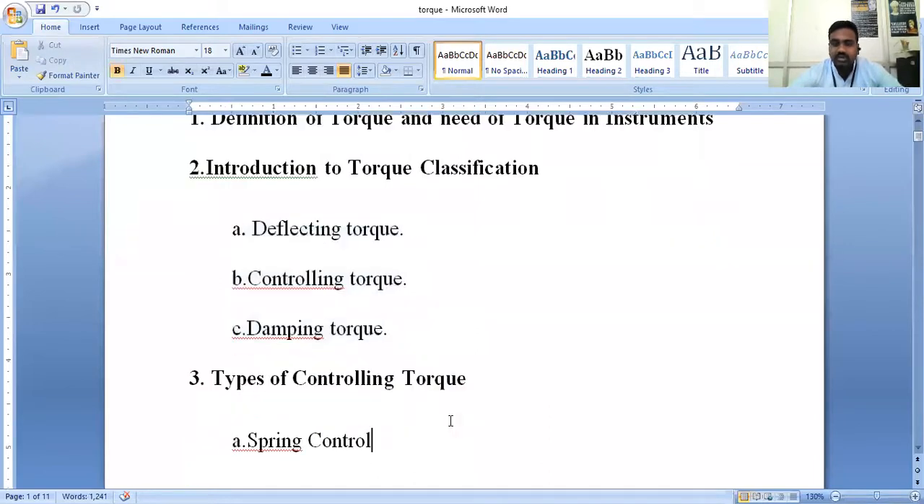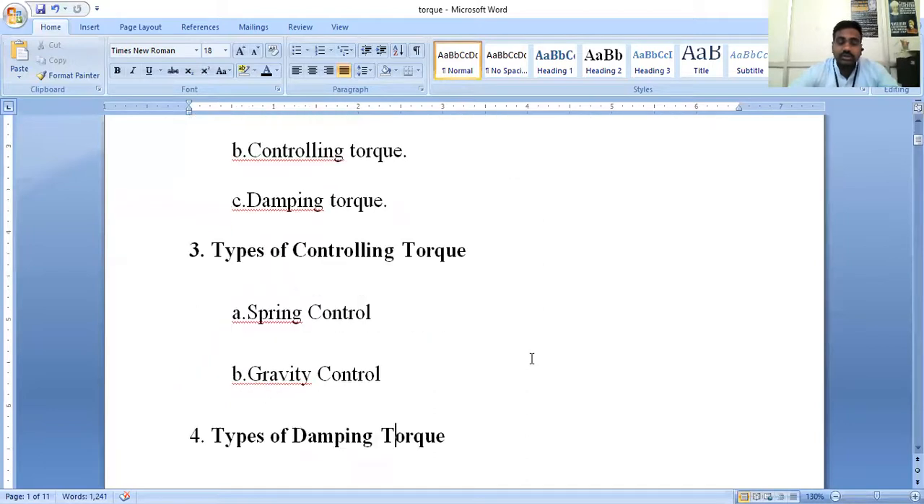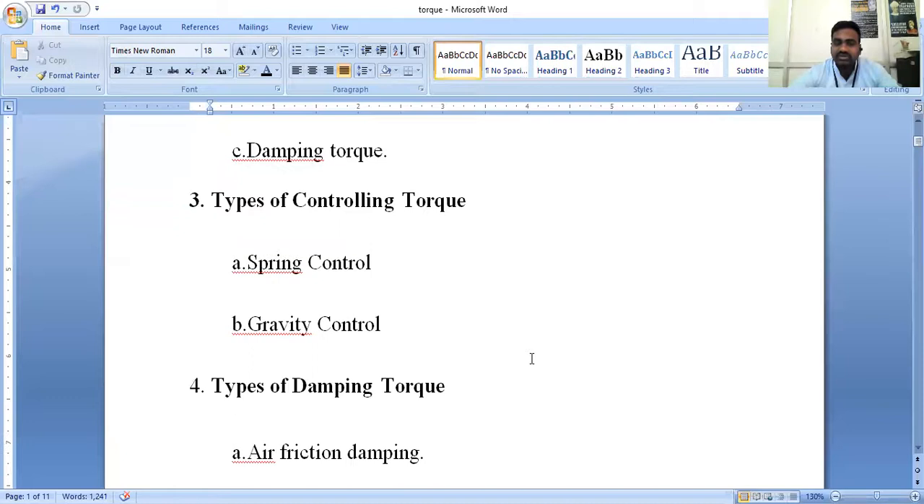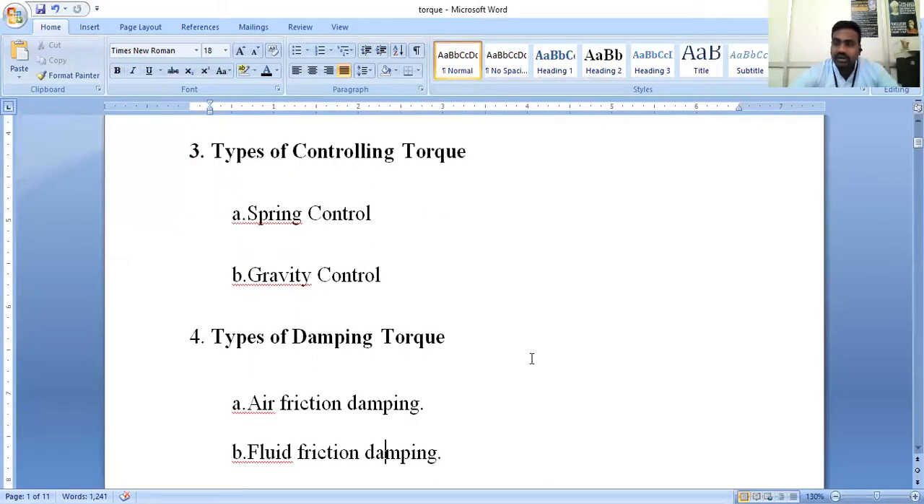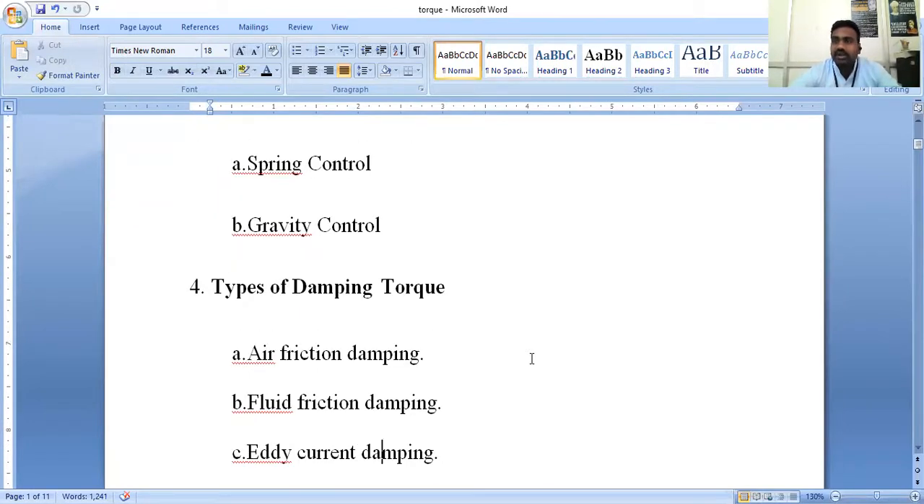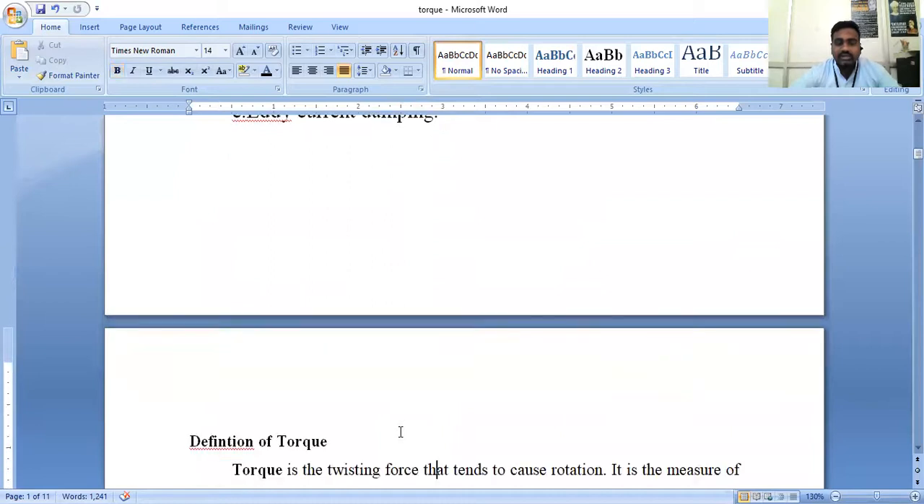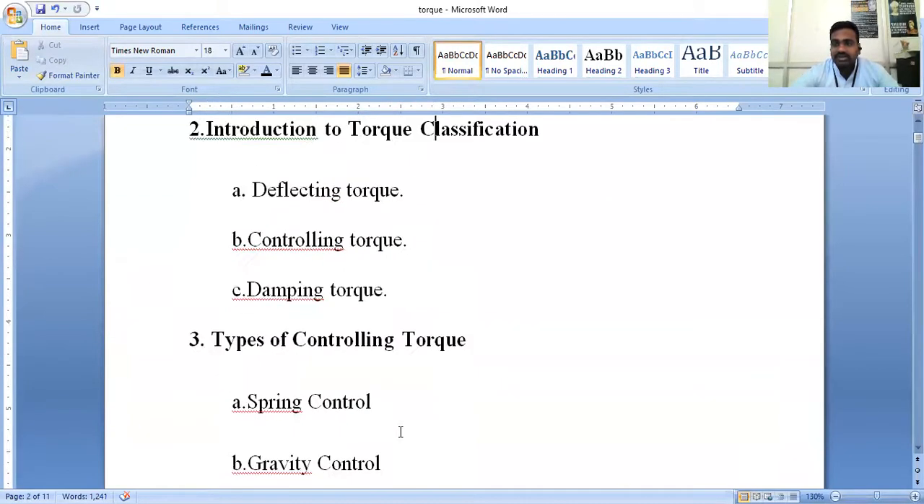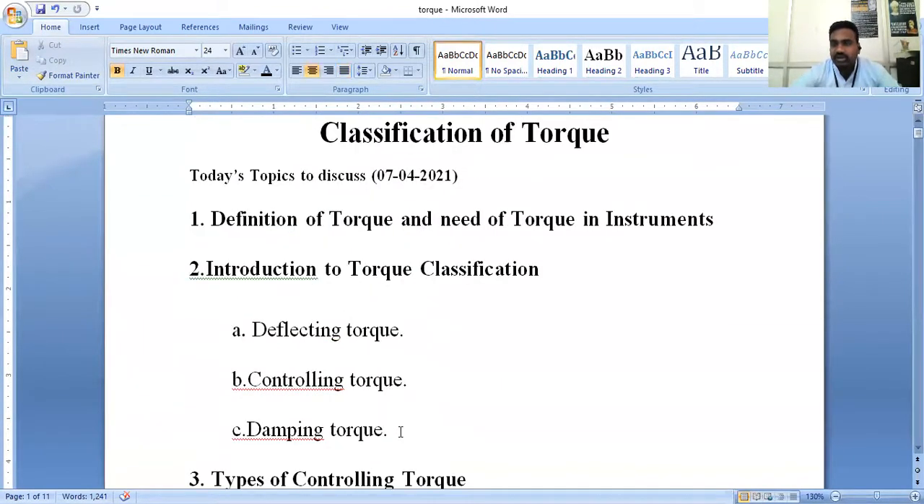And next we will discuss types of controlling torques. That means what are the methods we involve in controlling the torque. Next we will discuss gravity control and spring control, which are the various types of techniques involved. And next we will discuss damping torque and the techniques involved in damping torque, like air friction damping, fluid friction damping, and eddy current damping. And next we will make a further classification of the torque and the instrumentation involved in this.